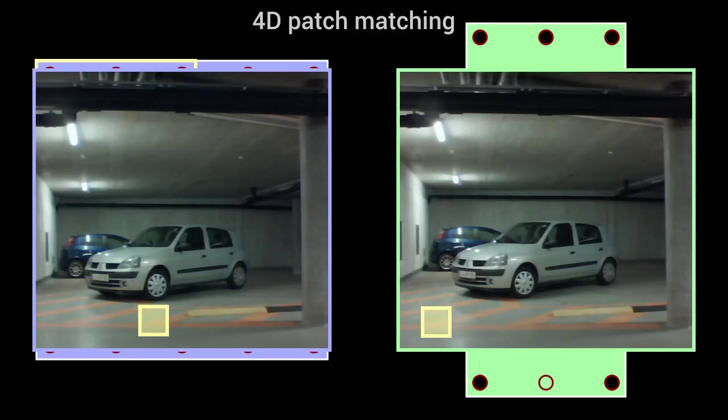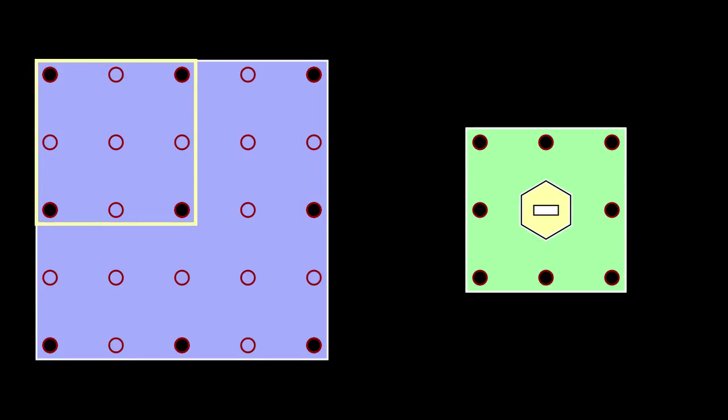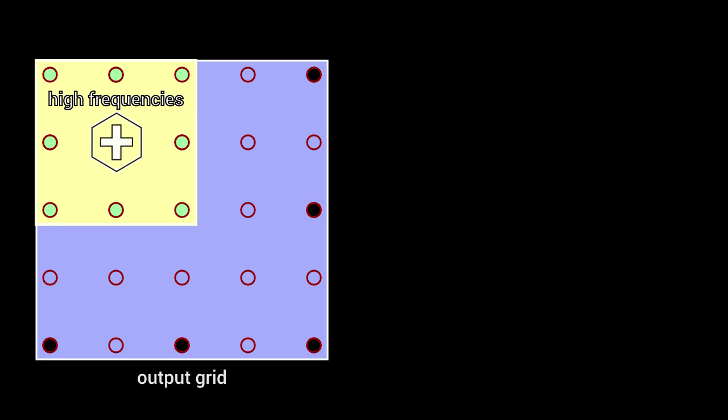The corresponding guidance patches from the guidance region and the upsampled guidance region are subtracted and added to the output grid. The subtraction corresponds to high-pass filtering the guidance patch. Thus, we add only high frequencies to the low frequencies in the output grid.